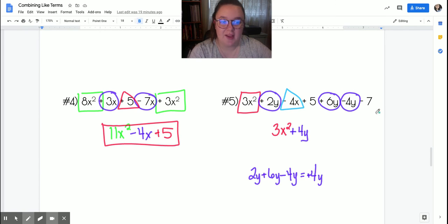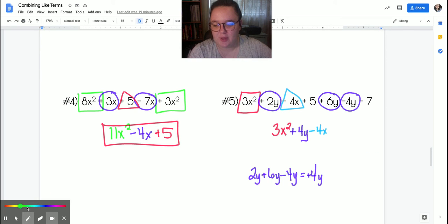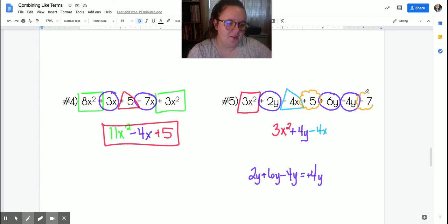There's no more x's though that I can combine it with, so I just have to bring it down and include it in my answer. But there's still some numbers there, right? There's still a plus 5 and there's still a minus 7. And they're like terms, so I'm going to combine them. A positive 5 and a minus 7. Ooh, 5 minus 7 is negative 2. Then I bring that into my answer.